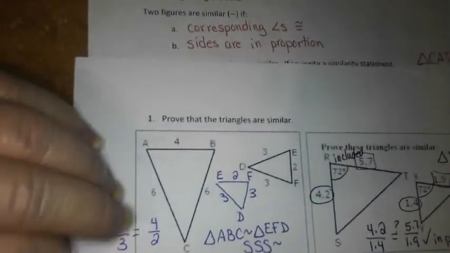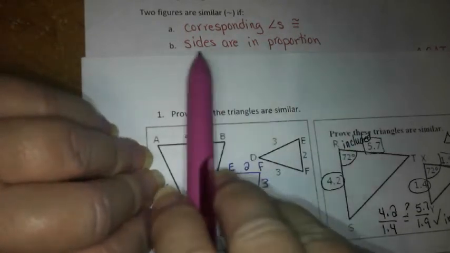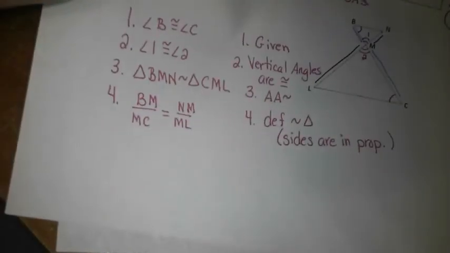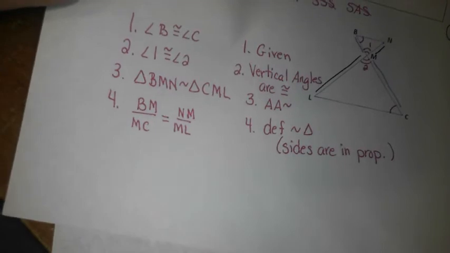If the triangles are similar, there's my definition. The angles are congruent and the sides are in proportion. So we used that second piece of the definition to finish our proof. Only 4 steps. Let's do one more.